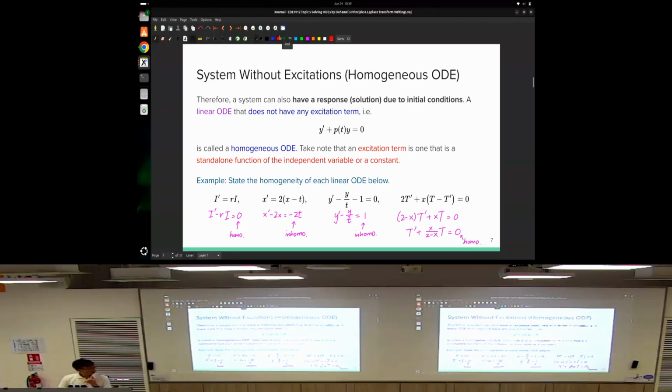In fact, it is very easy to recognize even if you don't multiply out. As long as you have a stand-alone function of the independent variable, or even a constant, you are going to get inhomogeneity. Like the minus 2t, a stand-alone function of the independent variable. The independent variable is t. Then a constant will also refer to an inhomogeneous ODE. Correct. That term is the excitation.